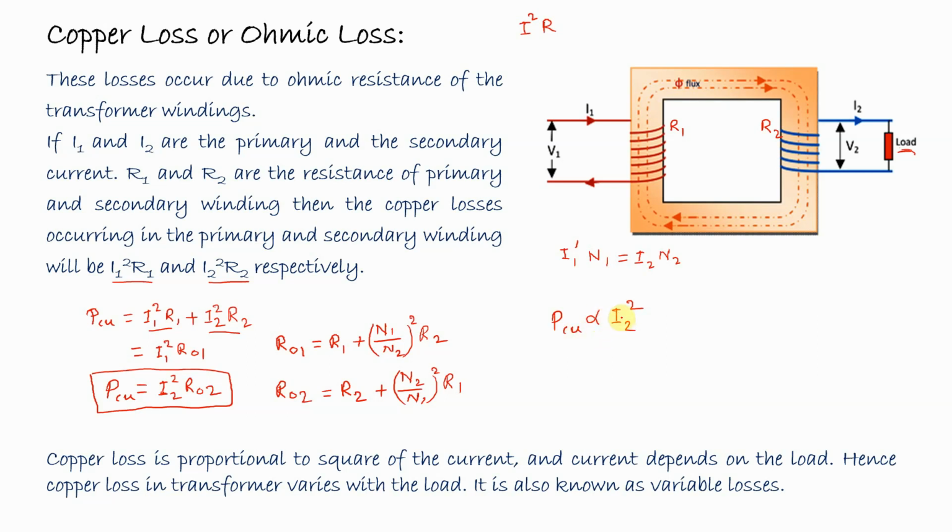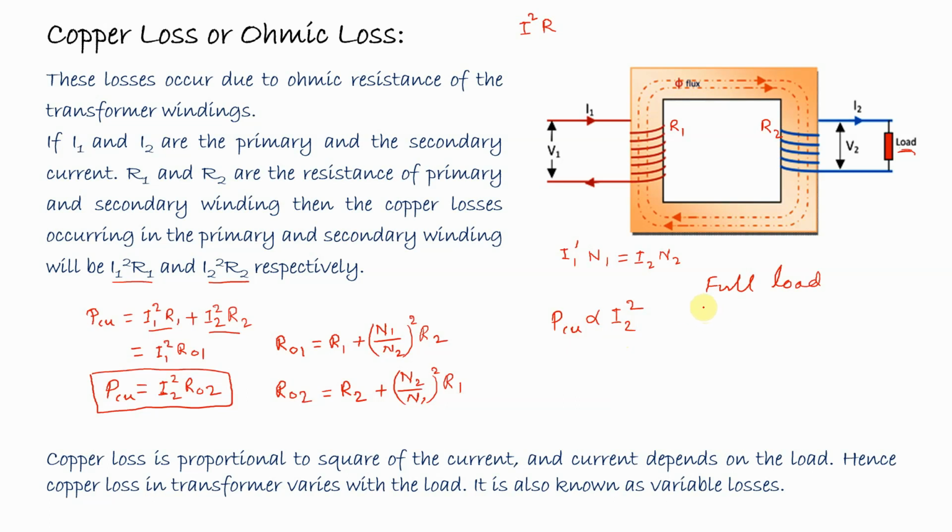of the load current. Let's say I2 is the rated current. So here the copper loss will be considered as the rated copper loss of the transformer. When the load is called full load, it will be considered as a rated condition. Then the current in the secondary side will also be the rated value, so the copper loss will also be considered as the rated copper loss.